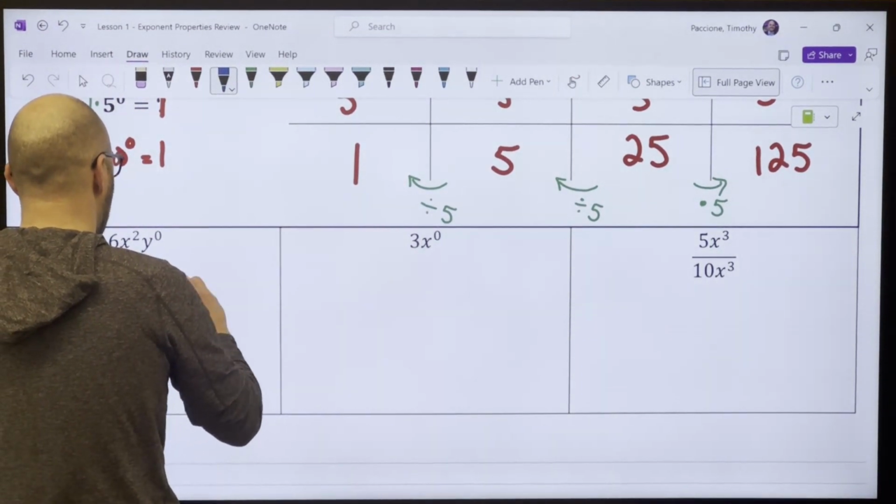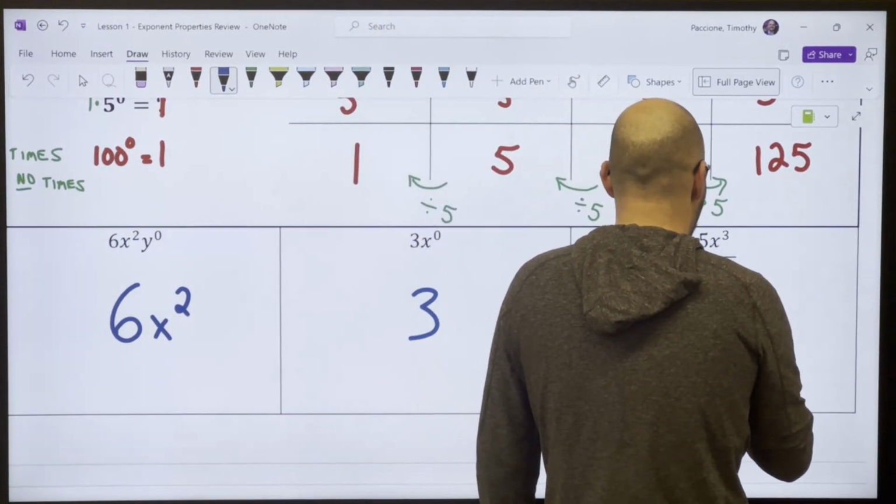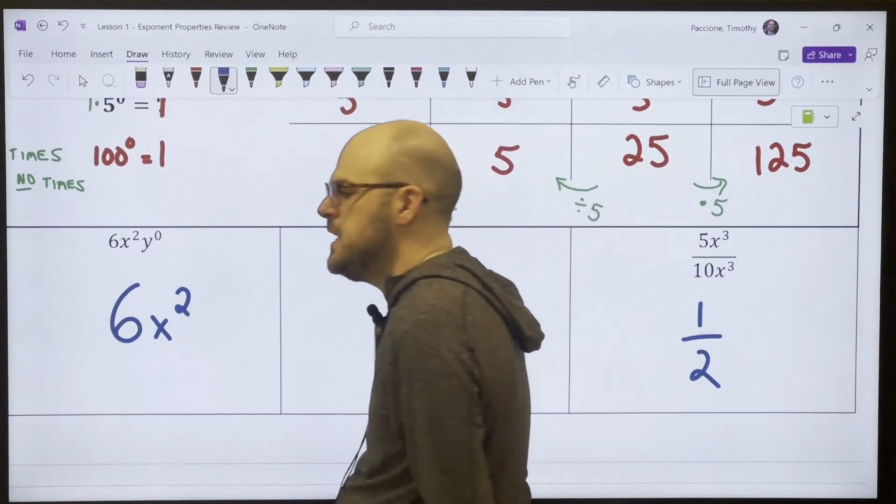This one is 6x squared. This one is 3. And this one is 1/2. Any questions?